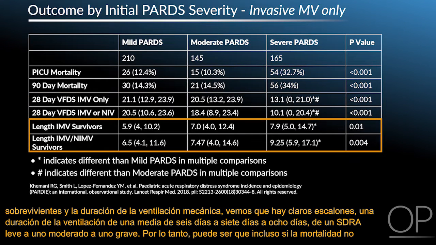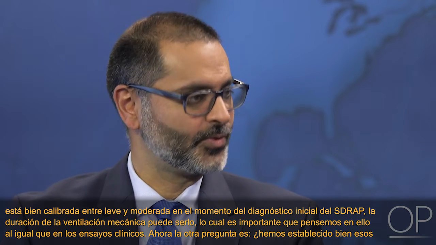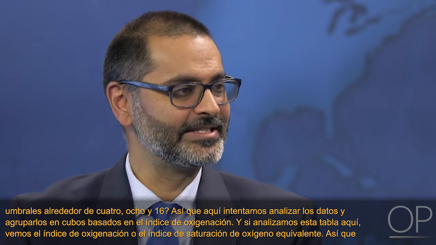But looking at survivors and length of mechanical ventilation, we see that there are clear step-ups, a length of ventilation of a median of 6 days to 7 days to 8 days from mild to moderate to severe ARDS. So it may be that even if the mortality is not well calibrated between mild and moderate at initial PARDS diagnosis, length of mechanical ventilation may be, which is important for us to think about as we think about clinical trials. Now, the other question is, did we get those cutoffs right about 4, 8, and 16?